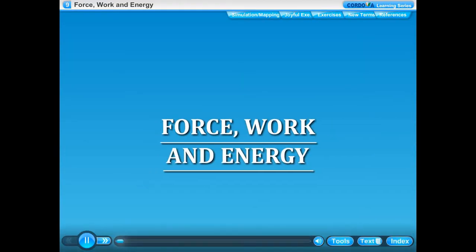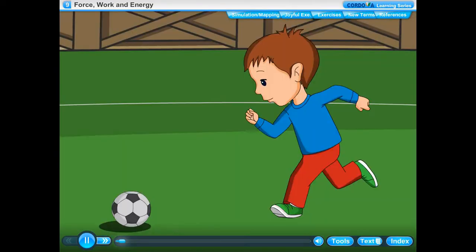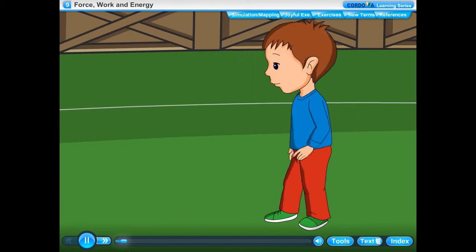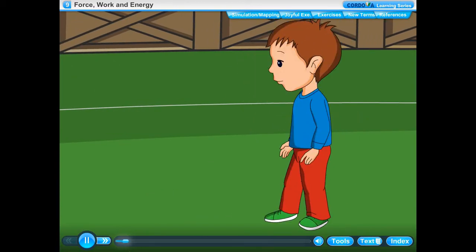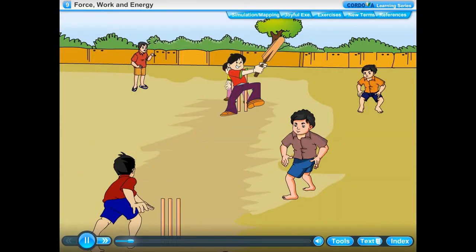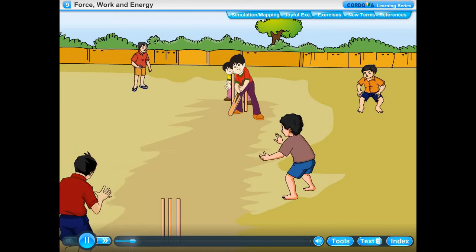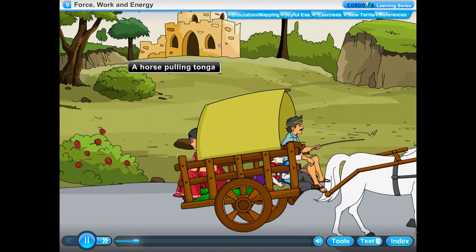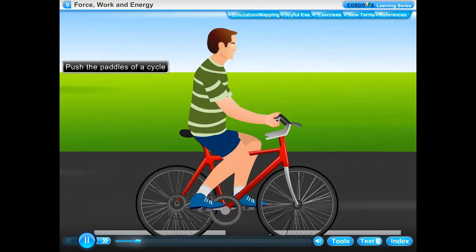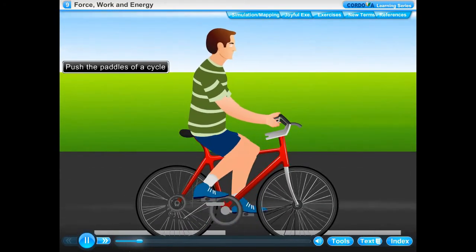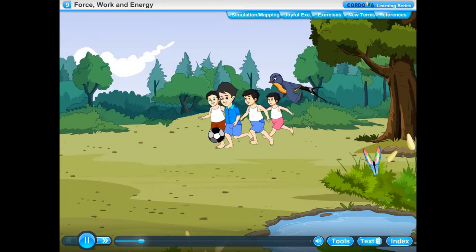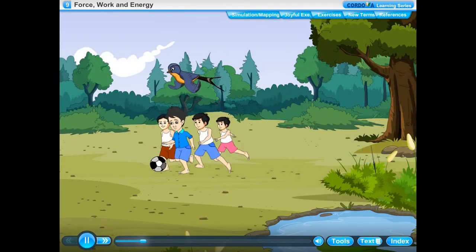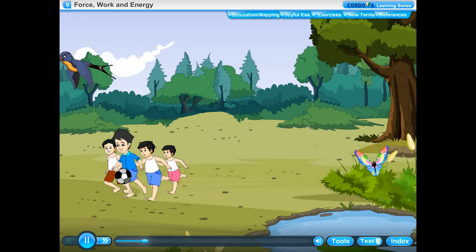Force, work and energy. In our daily life, we do many actions. When we move an object, we either pull or push it. In a cricket match, the ball is being pushed by the player with a bat. A horse pulls a wagon to move it. We push the pedals of a cycle to move it. You see that either a pull or a push is required to move an object.